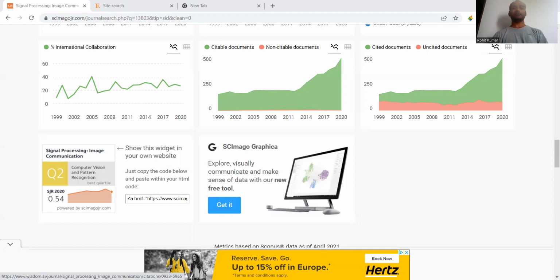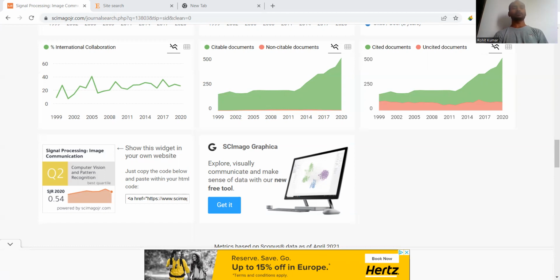Additionally, when we come to the number of citations, the number of citations is going to increase if you are targeting a very focused work. If you are working in a particular domain that is very much related to this particular journal, there is a high probability that your work will get cited, because readers and authors come to a particular journal thinking they are going to get related works there.